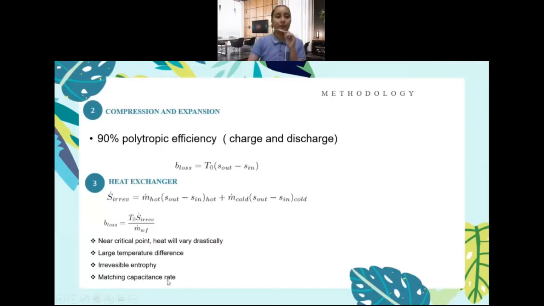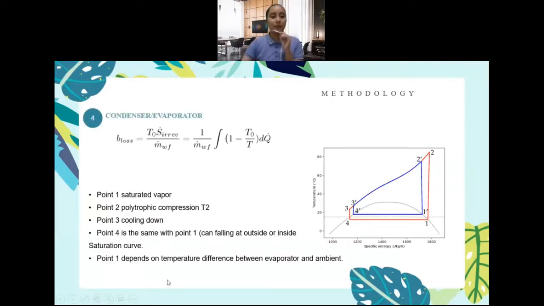The fourth and fifth are actually connected with each other. For the condenser and evaporator, this is to find the total efficiency for the condenser and evaporator. The fifth is charging. Point one is saturated vapor. We can see here this is the graph.